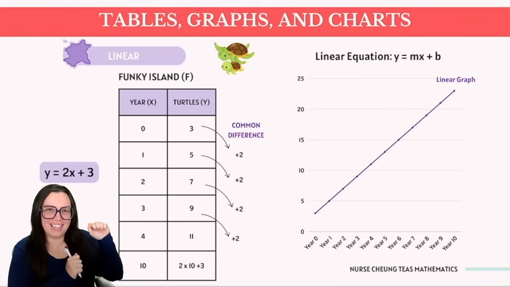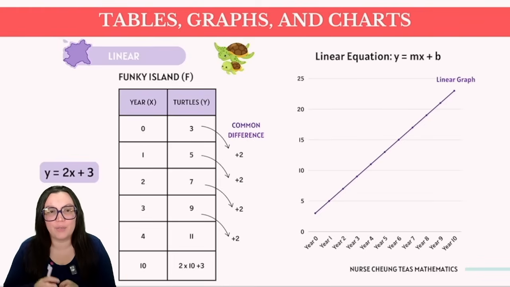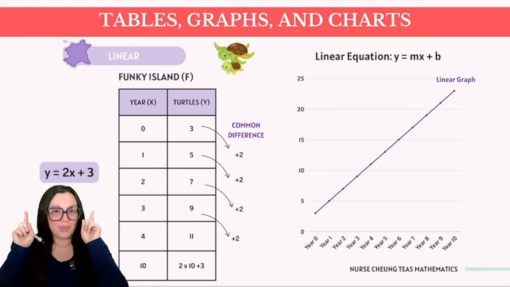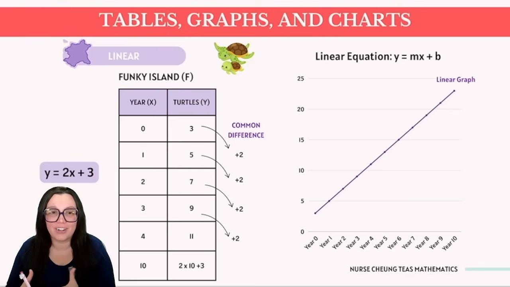So starting with Funky Island, we started with 3 turtles. If 2 more arrived each subsequent year, then after a decade, the calculation for Island F would be the initial 3 turtles plus 2 turtles for each of the 10 years, totaling 23. As we generalize this, if x equals the total number of years elapsed, the turtle population on Island F would be represented as 2x plus 3, which intriguingly forms a linear equation, y equals mx plus b, where m is the constant rate of increase and b is the starting number of the turtles.